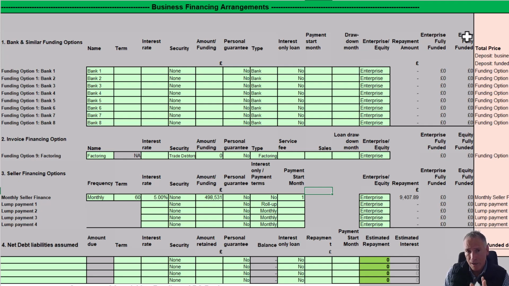less the mortgage, so £250,000. So the equity value is the enterprise value less any outstanding liabilities or debt, which in the example I'm giving with a house is £250,000. Now with a business, equity can go both ways.